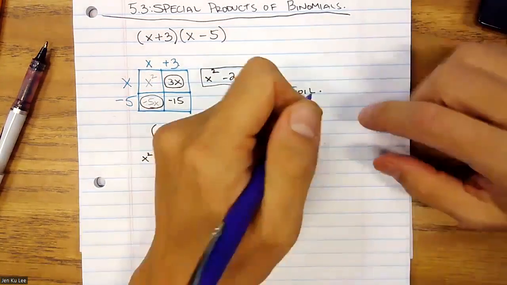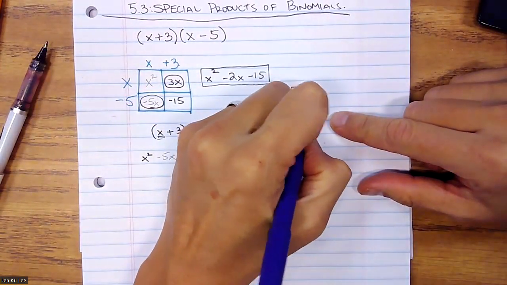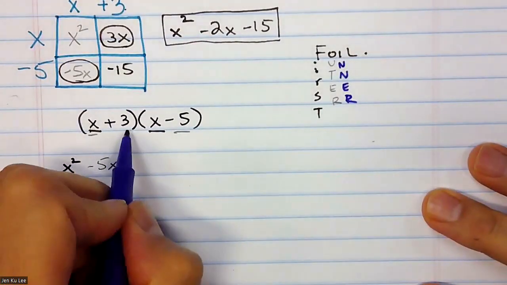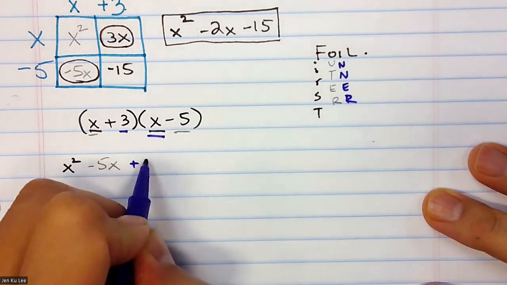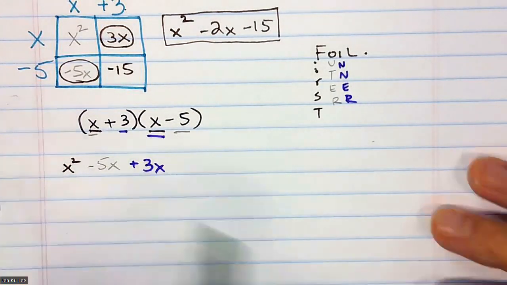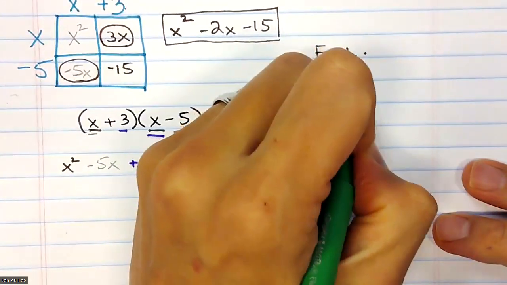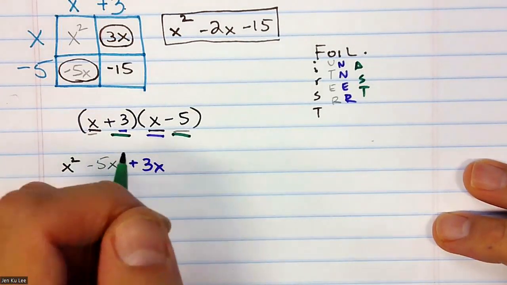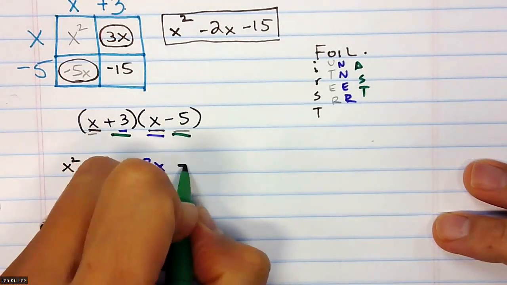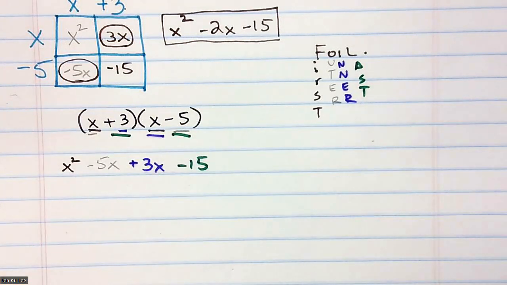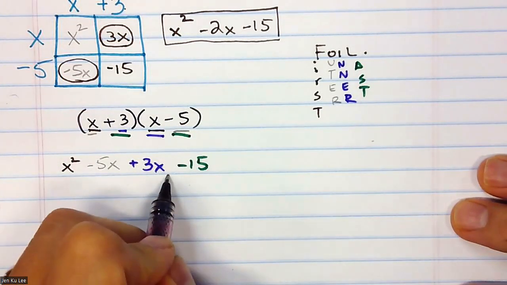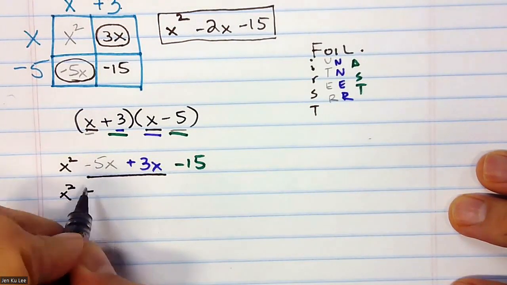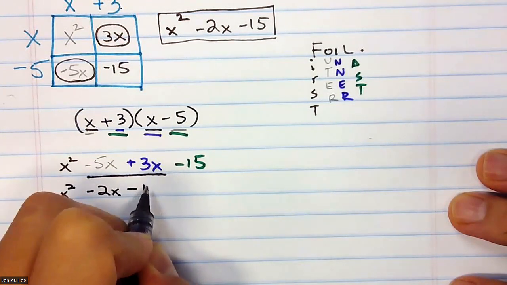And then I in FOIL means inner or inside. That would be 3 times x, which is plus 3x. And then the L is last, which is 3 times negative 5. So we just get the last terms of both binomials, which is negative 15. And then we simplify it by putting these two together. So that's x squared, negative 5 plus 3, again, is negative 2x, and then minus 15.